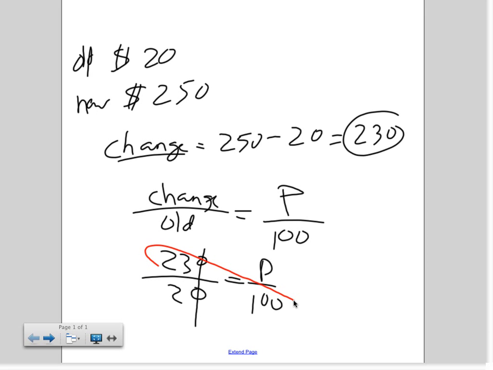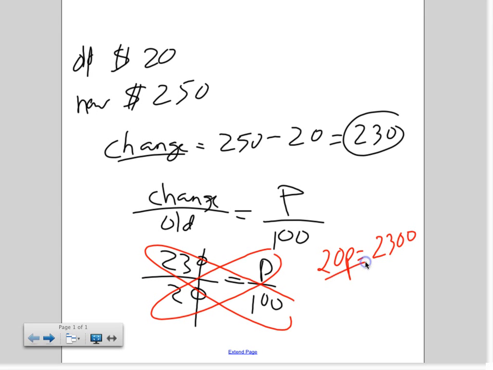I go ahead and cross multiply. There you go. So what I end up with now is 20P equals, what's 23 times 100? 2,300. Divided by 20 both sides. P equals, notice I can cross cancel 0 again. What is 230 divided by 2? 115. Then bring down the 3, another one, and 5. Is that correct? 1,150 over 10, that is 115.